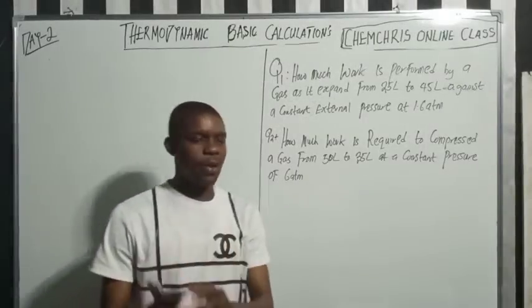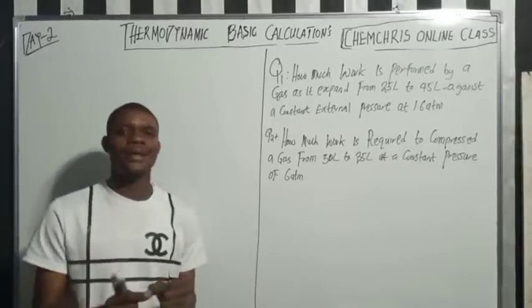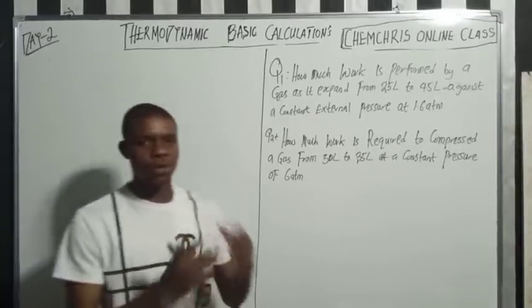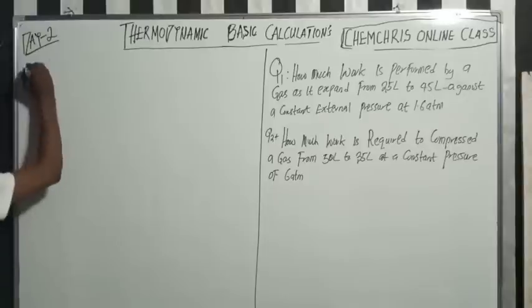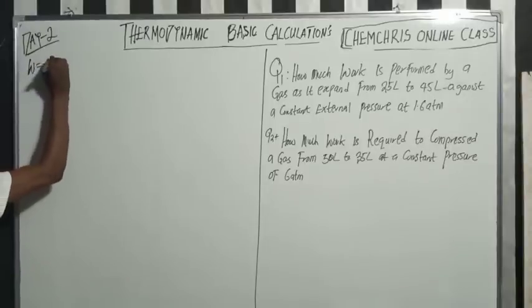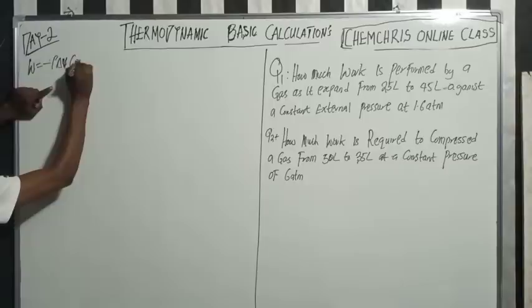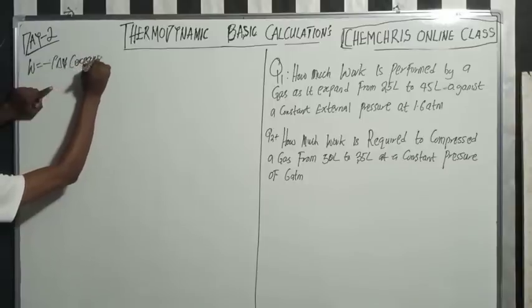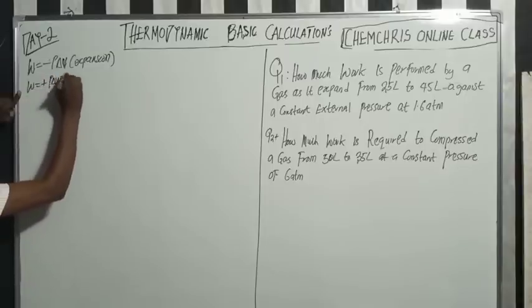So let's look at these two questions. One is expansion, one is compression. Now let's see how we have to tackle them. Understand that W equals minus P change in V. This is called expansion. And here we have W equals plus P change in V. It's called compression.